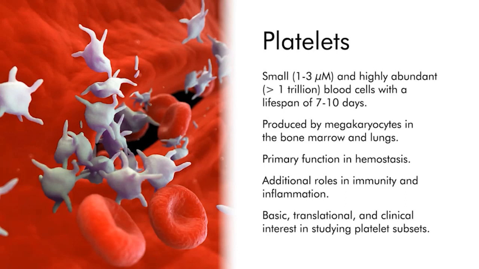So platelets are small but highly abundant blood cells that circulate for 7 to 10 days, and platelets are made chiefly by megakaryocytes in the bone marrow, but also by megakaryocytes in the lungs, and they function primarily in hemostasis. Platelets express a range of specialized surface receptors which allow them to detect and respond to vascular damage. Platelets can aggregate with one another to form platelet plugs and prevent bleeding.